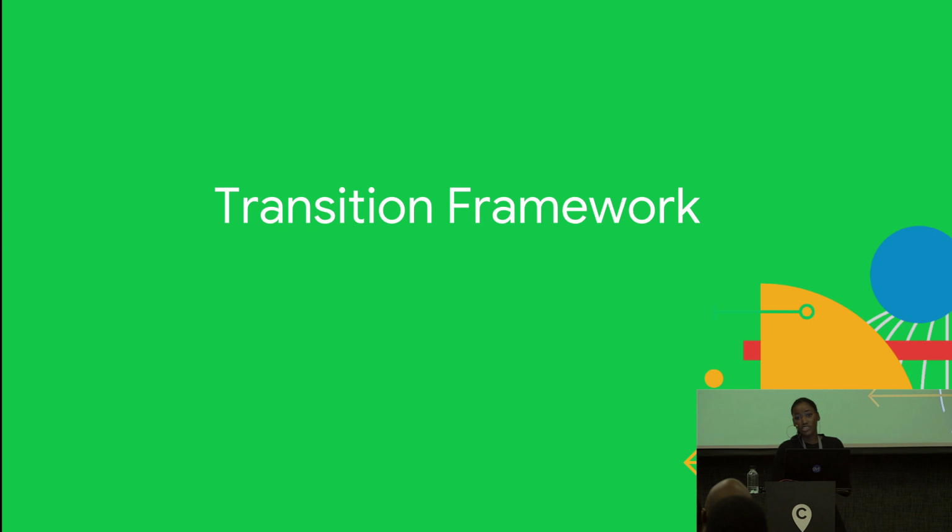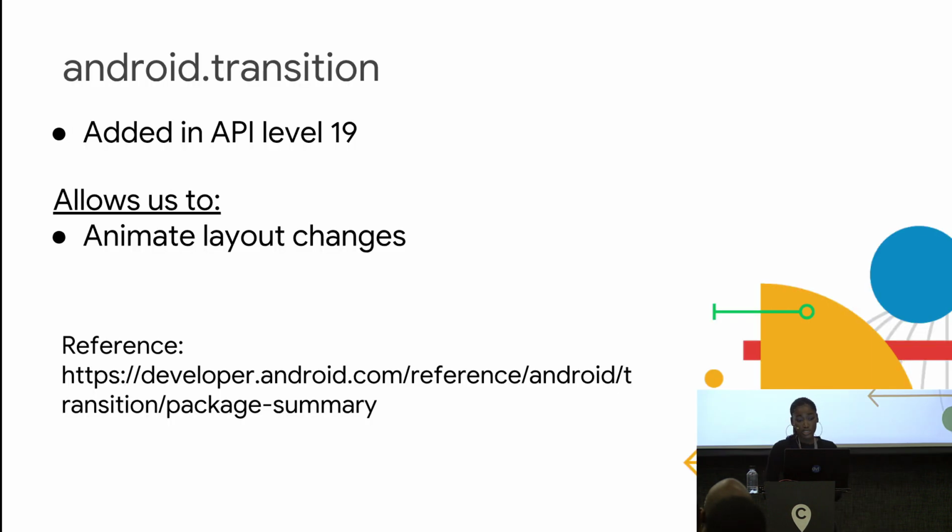Cool, then I'm going to mention the transition framework. It's also used to animate. So this framework is used to animate layout changes. The previous ones I just mentioned are for objects. This one is for layouts. This has been added in API level 19, and that's our reference to the documentation on Android's website.